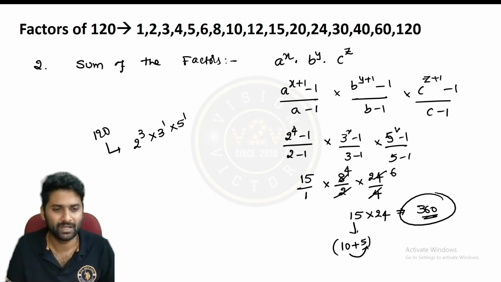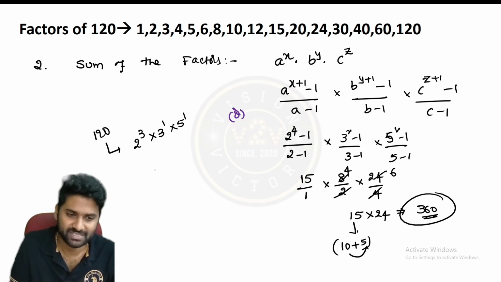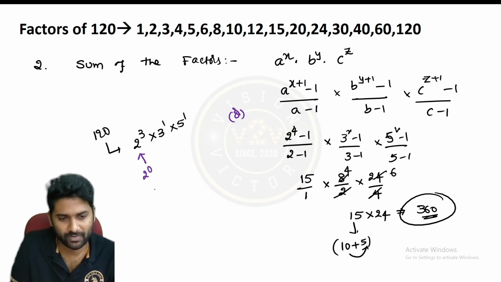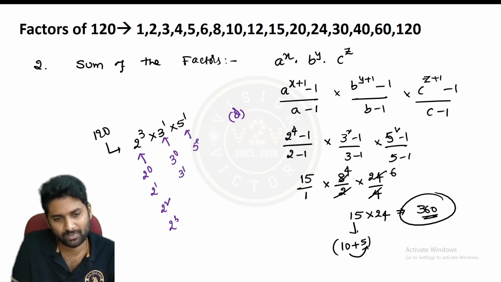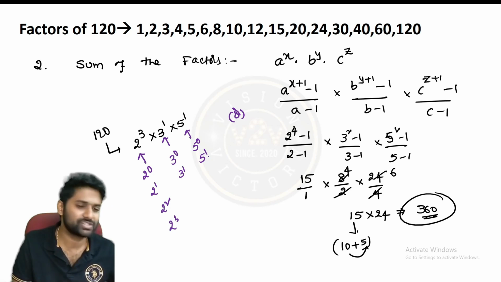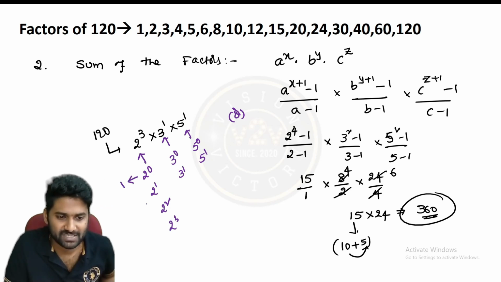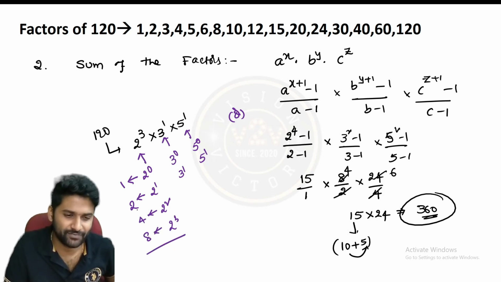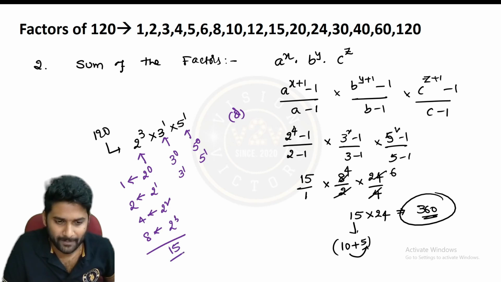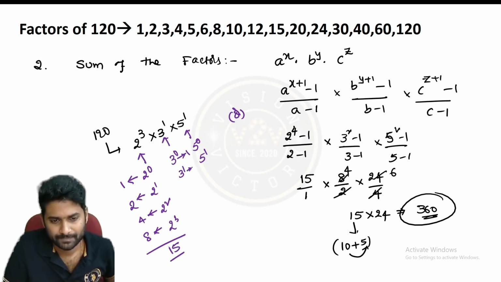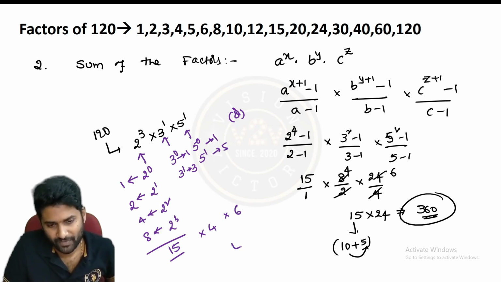So that's our question. Otherwise, if you forgot the formula, still there is an approach. 2 cube is divisible by 2 power 0, 2 power 1, 2 square, 2 cube. 3 power 1 is divisible by 3 power 0, 3 power 1. 5 power 1 is divisible by 5 power 0 and 5 power 1. Here the question is the sum of the factors. If you add all these numbers, the value becomes 15. What about the sum of this one? It's 4. This one is 6. Now finally, 15 into 4 into 6, again the value becomes 360.